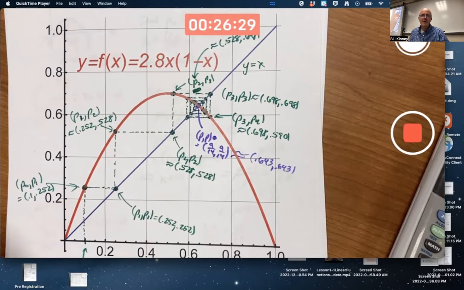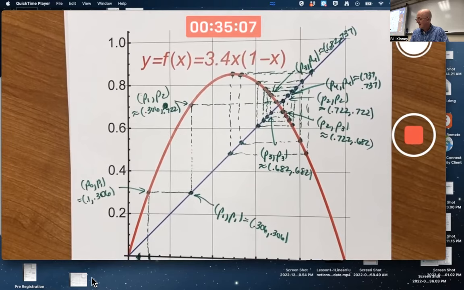Okay. What I'd like you to do for about 5 minutes is turn the page over and do it for the case mu equals 3.4 and see if you can see graphically why it's not approaching the fixed point and instead is bouncing back and forth between two numbers.